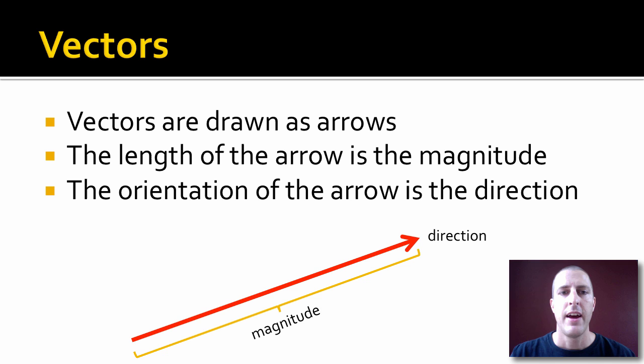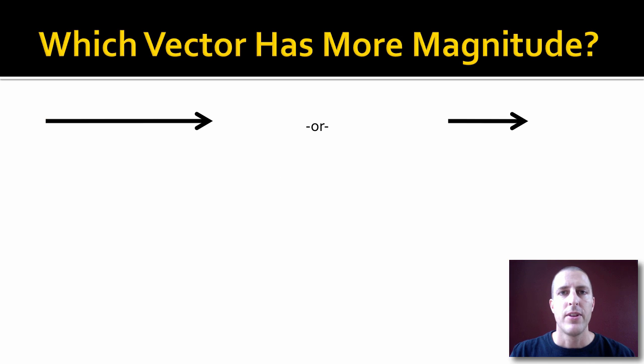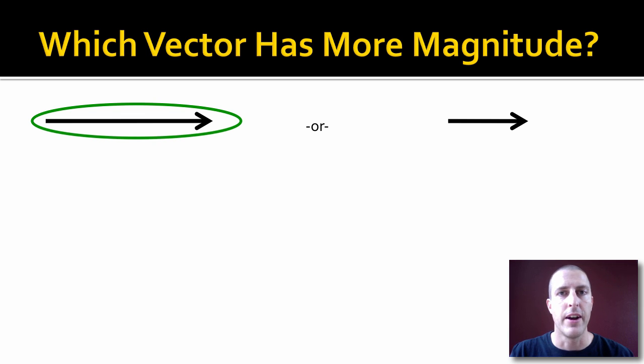Now vectors have both magnitude and direction, as we said. When we draw vectors, we draw them as arrows, where the length of the arrow is the magnitude and the direction the arrow points is the direction. So let's try some vectors here. Which of these two vectors has more magnitude? So we're not talking about direction here, just the magnitude. And here it's pretty obvious that the one on the left has a longer arrow, therefore it has more magnitude.